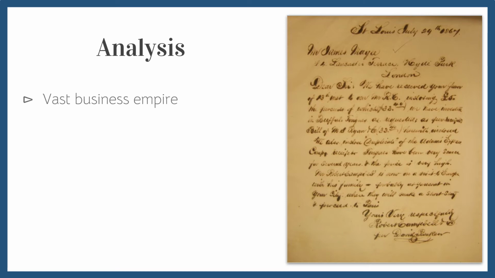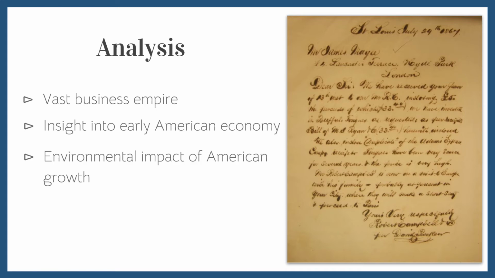Well, first, we learn who Campbell was conducting business with, where they lived, and what goods were exchanged. This helps us understand the vast reach of his business empire. We also learn the value of certain goods and commodities. On its own, this doesn't tell us much, but combined with other documents, it gives us a detailed look into the early American economy.